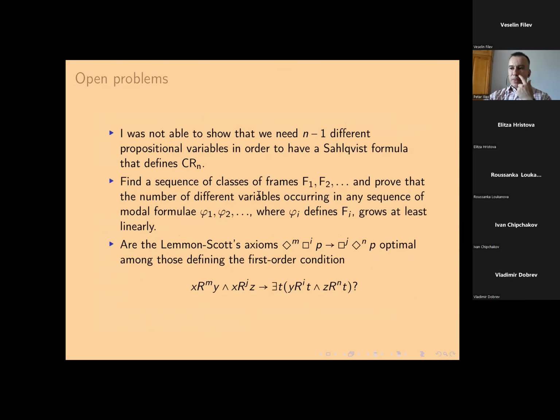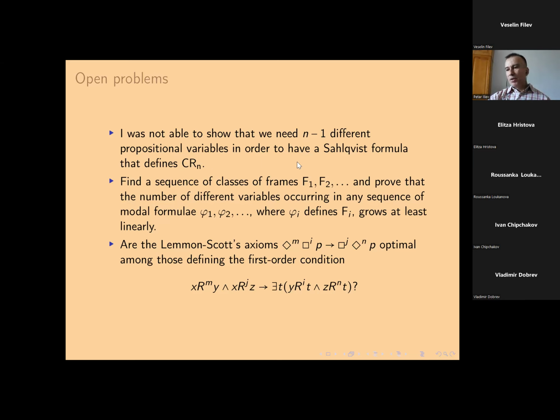And the serious open problems, serious at least according to the way I see it, is first, at some point I thought that actually you will need for every n, at least n minus one different propositional variables to have a Sulkvist formula that defines the Church-Rosser property n. But I wasn't able to show it. So my lower bound is logarithmic.